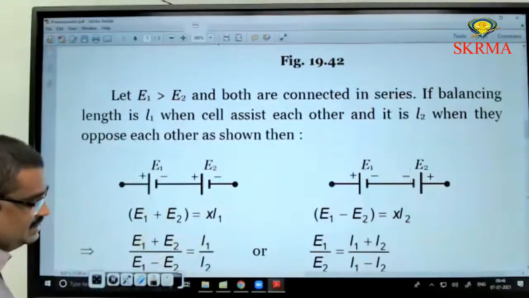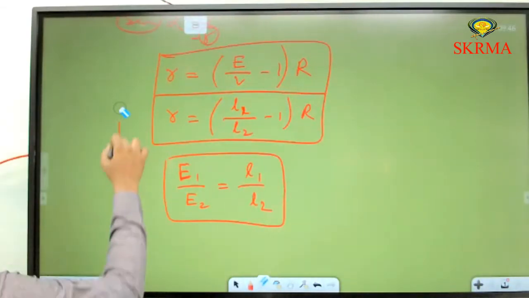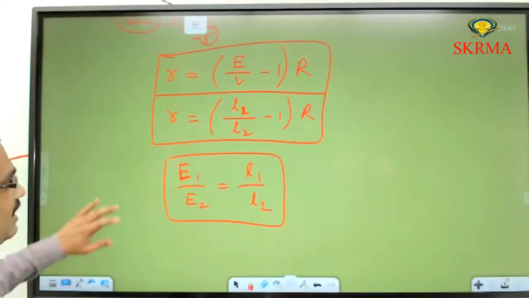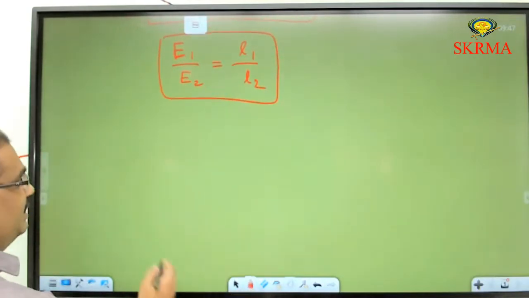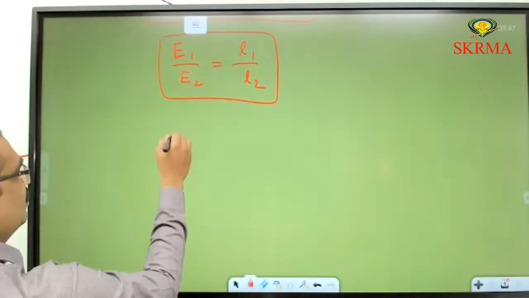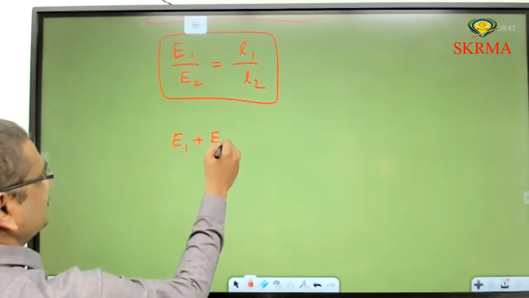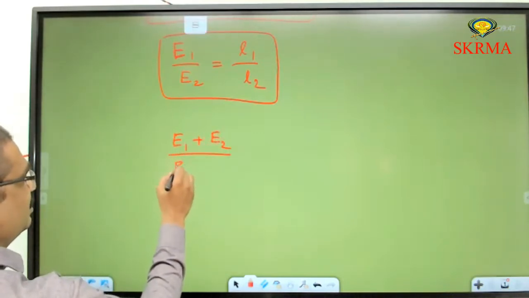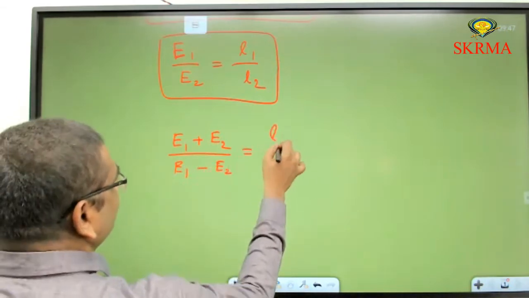Here opposite polarities are connected. In this case, we can write the above equation as the same equation as in the first case. How are they connected? Both have different polarities. So E1 plus E2. In the second case, reversed, so E1 minus E2 equal to L1 by L2.